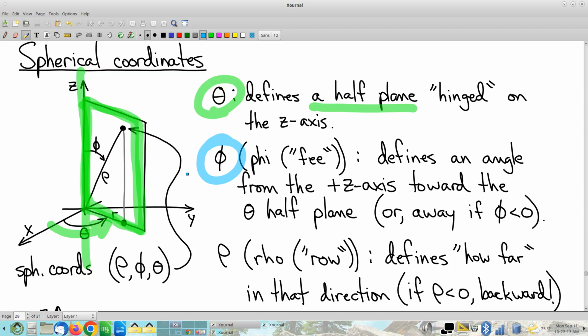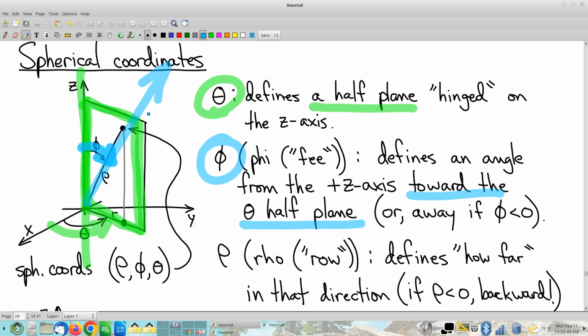Okay, so what is that? Well, it is an angle measured off of the positive part of the z-axis. Very importantly, toward the theta half plane. So that's why it matters that you think of theta as a half plane. Positive values of phi are measured into that half plane. All right, so that defines a direction.